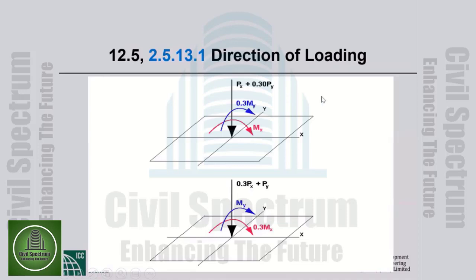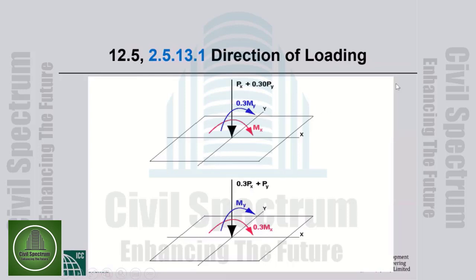Now, when we say 100% plus 30% for this column, 100% of the effect of the X earthquake and 30% of the effect of the Y earthquake, the axial forces are additive. We take 100% of the axial force caused by the X earthquake and add it arithmetically to 30% of the axial force caused by the Y earthquake. That part is simple. But the bending moments are orthogonal to each other.